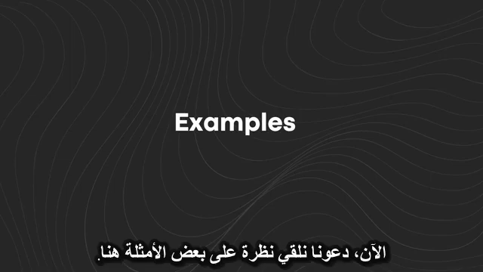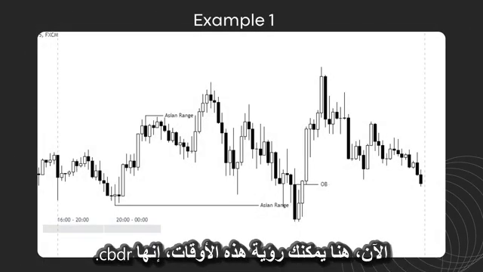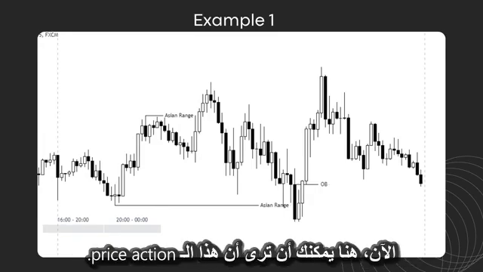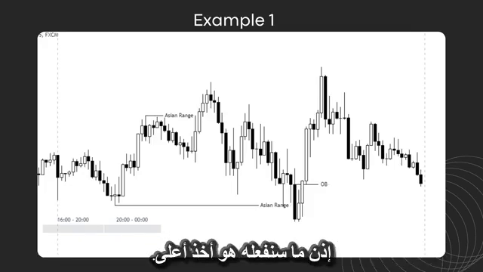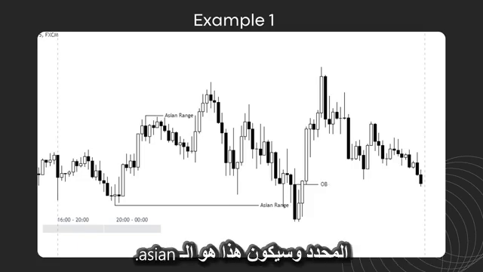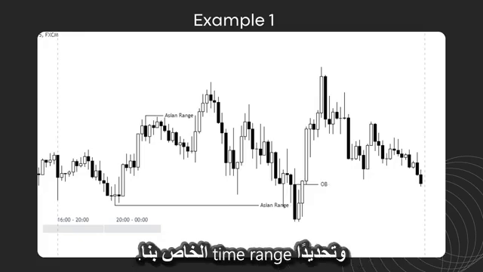Now let's look at some examples right here. Here we've got an example from last week. Right here you can see the CBDR range time and the Asian session range timing. You can see that this price action was formed during this key time. So what we're going to do is take the highest high and the lowest low formed during this time, and that would be our Asian session time range.